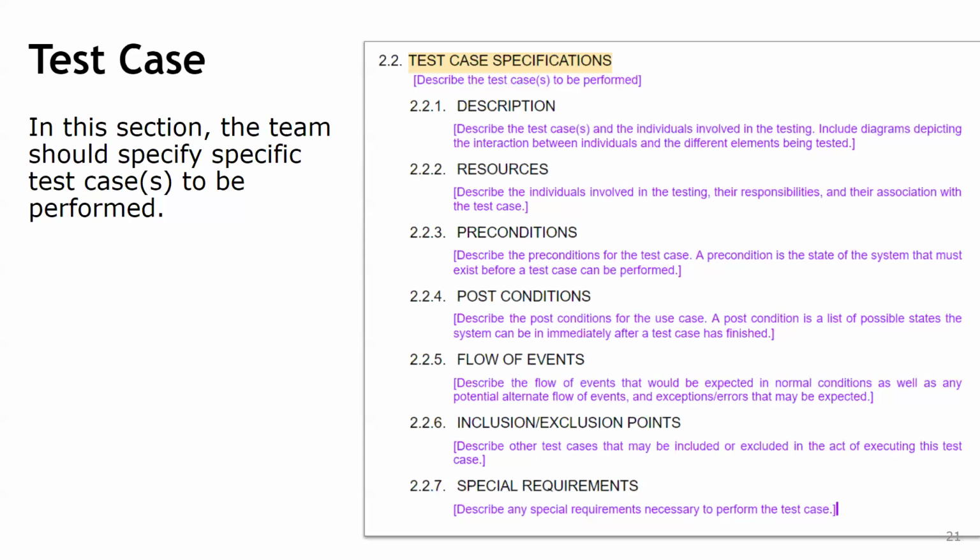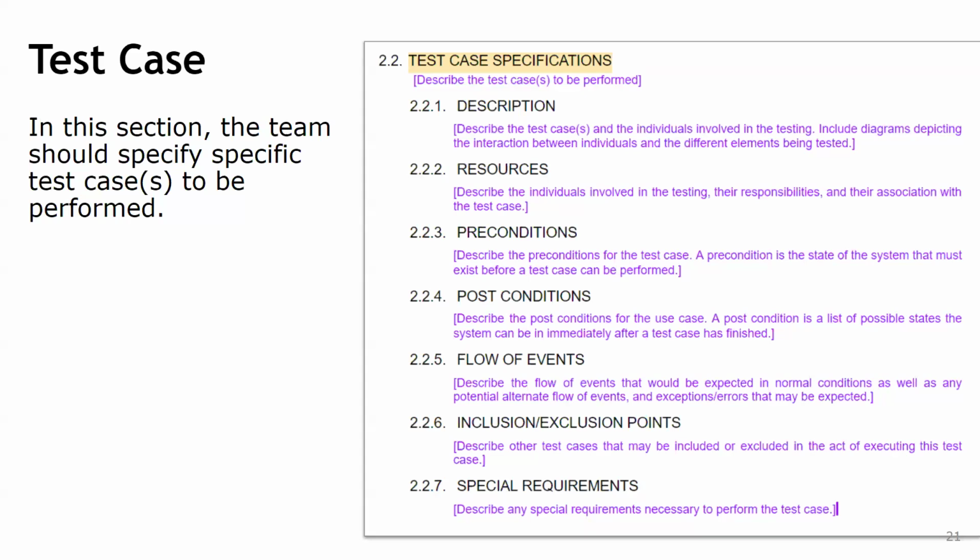So the test case will include something like a description of what the test case is all about, the resources, the people who will be involved in that, precondition, post-condition, what needs to happen before and after the test case has been done, flow of events. So each requirement, especially, if I'll give an example of a flow of event, you cannot add a patient diagnosis without the patient being created in the system. So that's a flow of events.